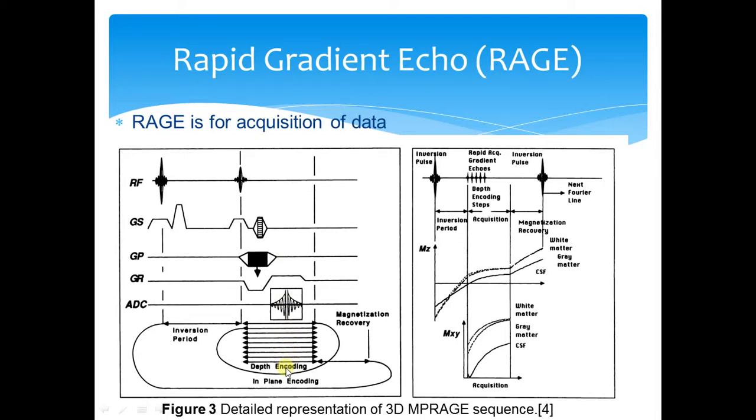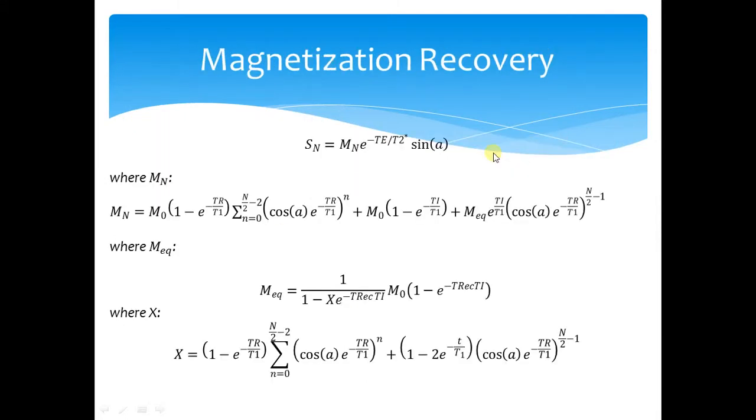Then we wait for the magnetization recovery part. Then this plane is finished. Then we go back to another plane. After all planes are covered, imaging is finished. As I said before, after all slices are finished, the magnetization recovery interval is waited.